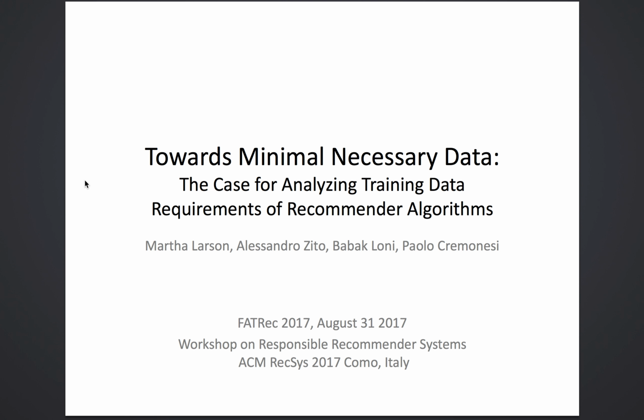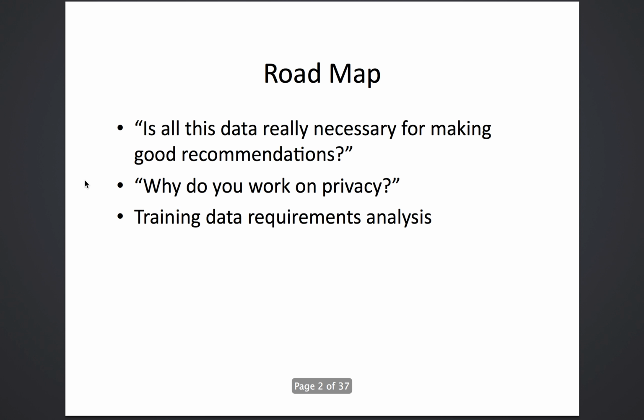Its point is that recommender system algorithms should use no more data than they strictly need, and by adhering to this principle, which is a principle of good engineering, we also have benefits for user privacy. So the roadmap of this paper: first of all, we look at the question of, is all this data really necessary for making good recommendations? Here we look at the results of some classic RecSys experiments.